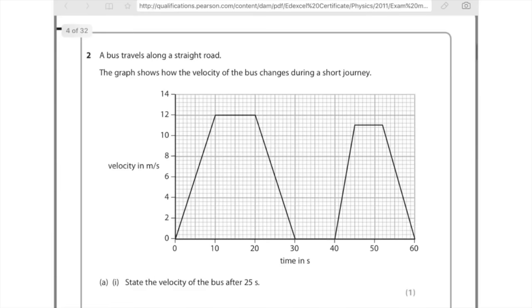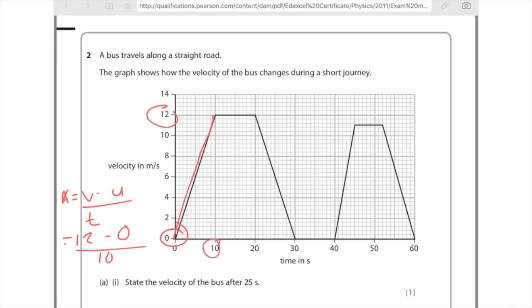So we'll have a look back up here, and we're looking at this portion of the graph. The first 10 seconds, we're looking at the gradient. So that equation was acceleration equals v minus u over t. So that is final speed, which is 12, minus initial speed, which was 0, over time taken, which was 10. So 12 take 0 over 10 is 1.2. The units of acceleration are meters per second squared.